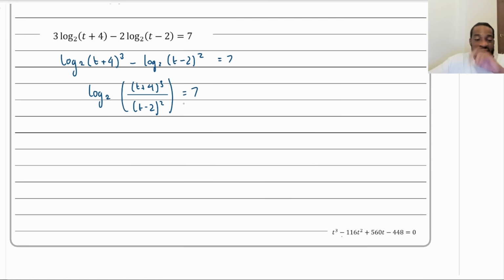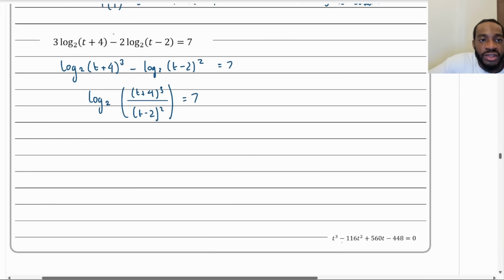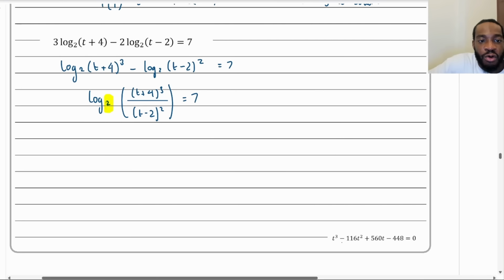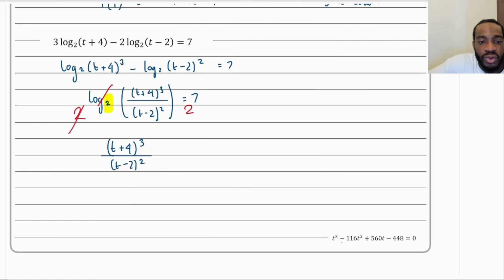Okay? And then from here, remember, we're trying to get this result in the bottom corner. We need to get rid of the logs. Okay? Now, what you always do is this. It's very, very simple. What I can see right here is a log of base 2. To get rid of the logs, you've got to raise both of these with that same base, like that. And what happens is literally goodbye, goodbye. And then that means you're going to be left with t plus 4 all cubed divided by t minus 2 all squared. And this is going to equal 2 to the power of 7.